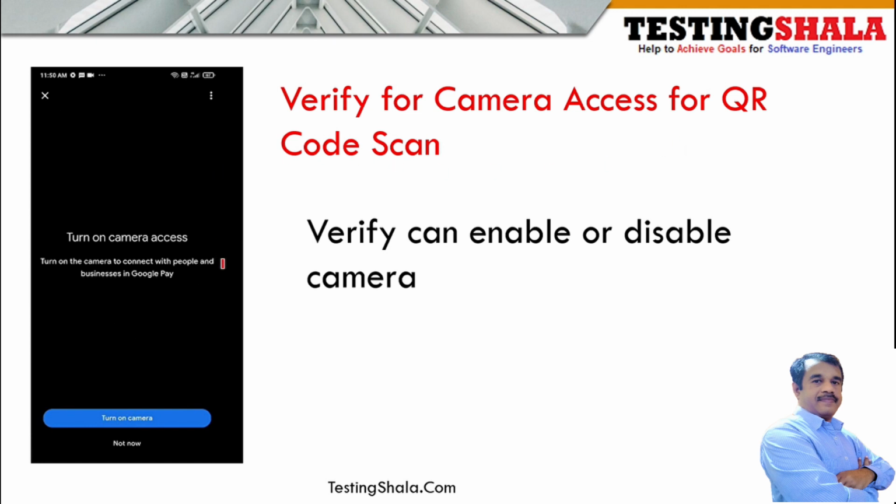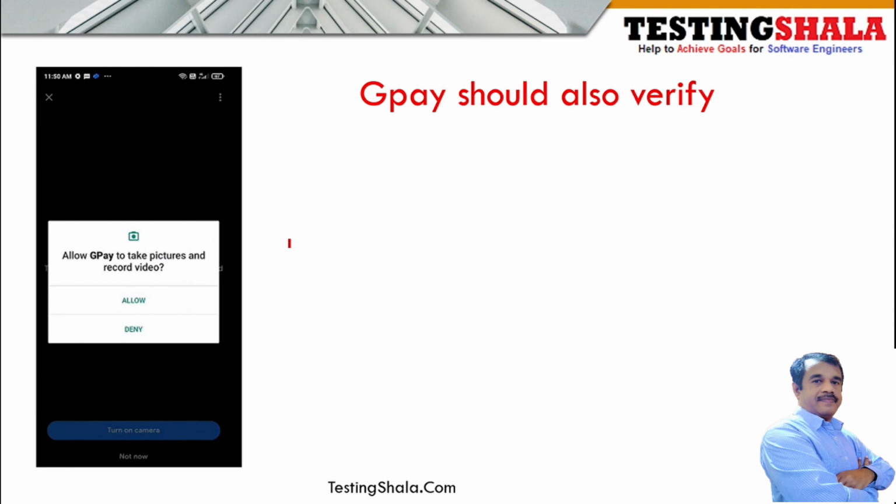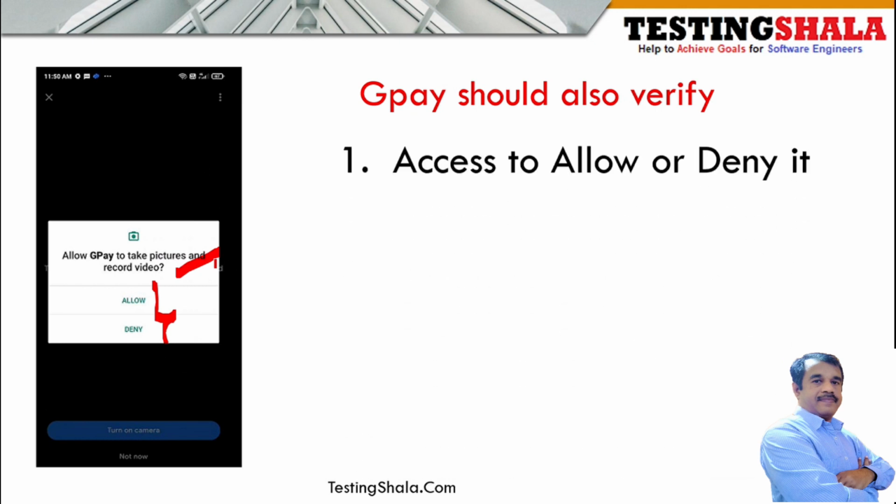Another one is camera access. They expect you to switch on the camera and provide access for the Google app. After providing access to GPay for the camera, you should also provide access for your pictures and video recording as part of Google Pay. As we discussed earlier, in this screen also you should validate different combinations: what will happen for allow, and what will happen if I select deny. All those validations you should perform.